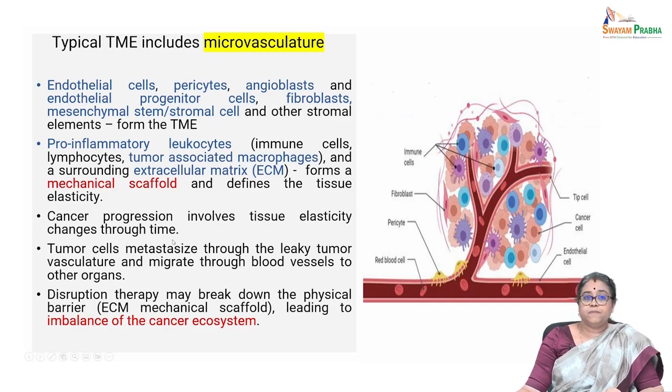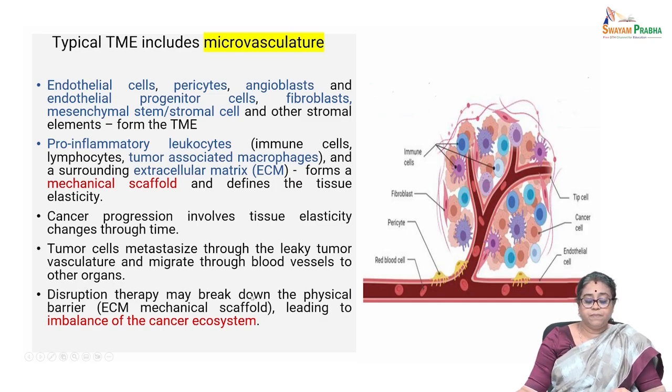So the cancer progression involves tissue elasticity, and this is very dynamic and it keeps changing through time. The tumor cells metastasize through the leaky tumor vasculature and they migrate through the blood vessels to the other organs. And this is what we call metastasis.